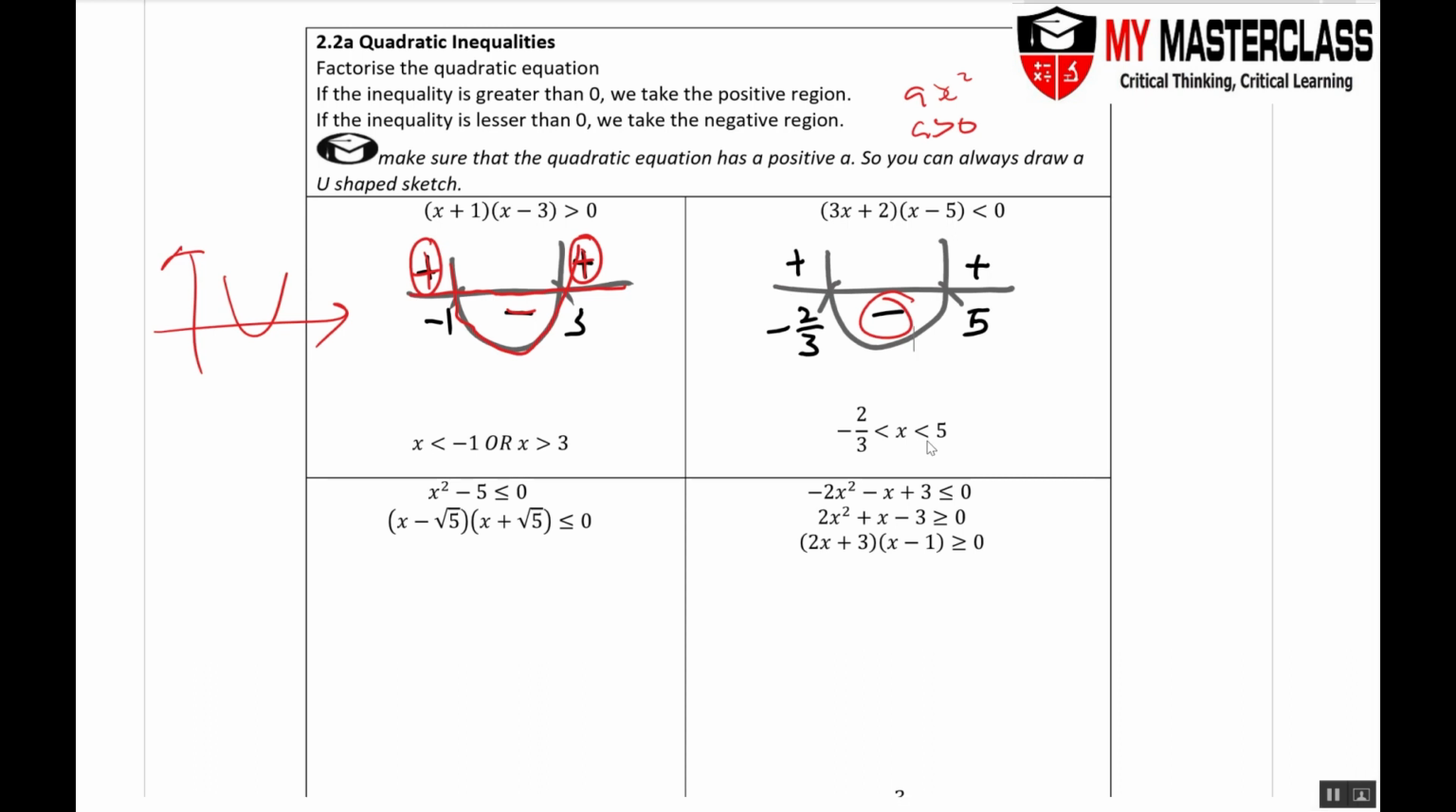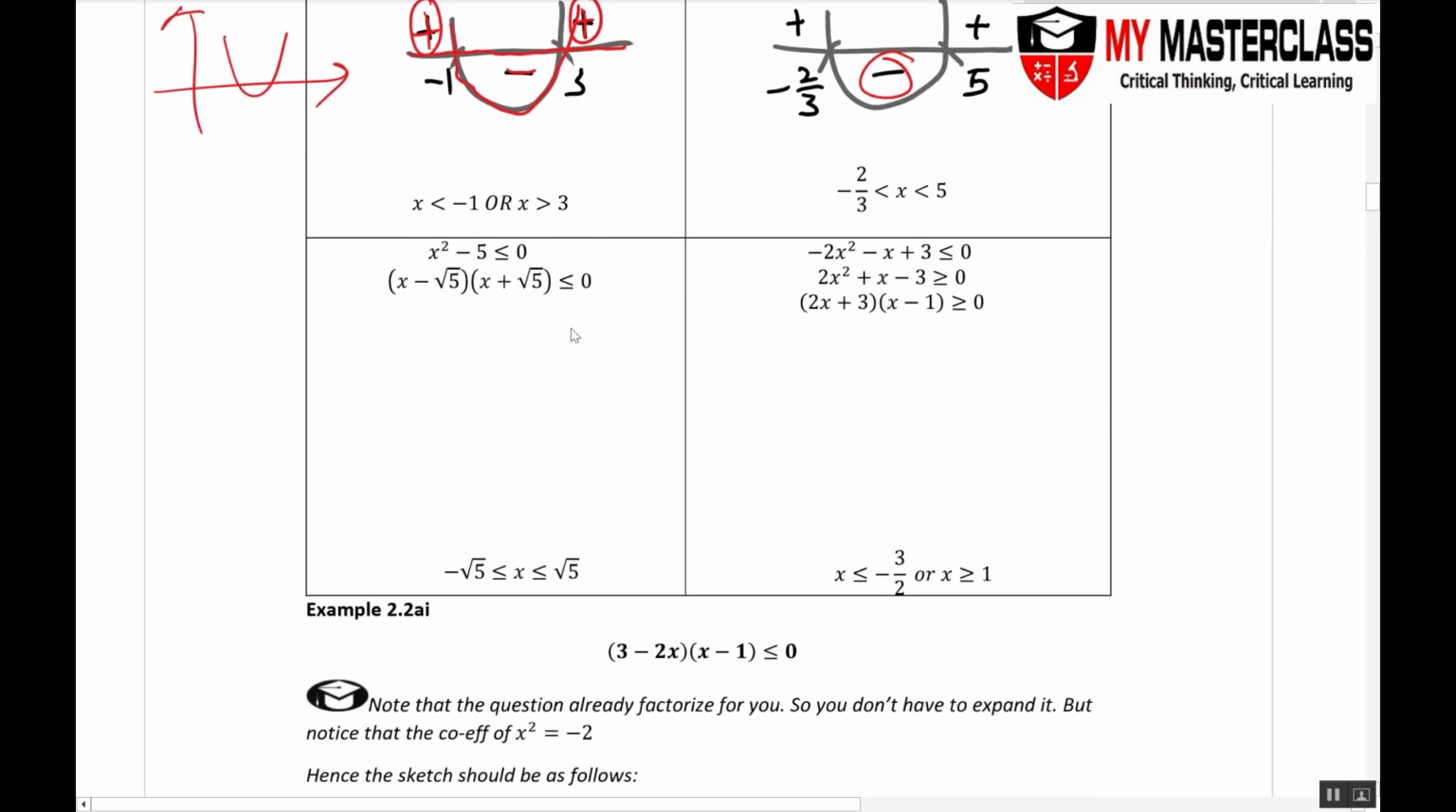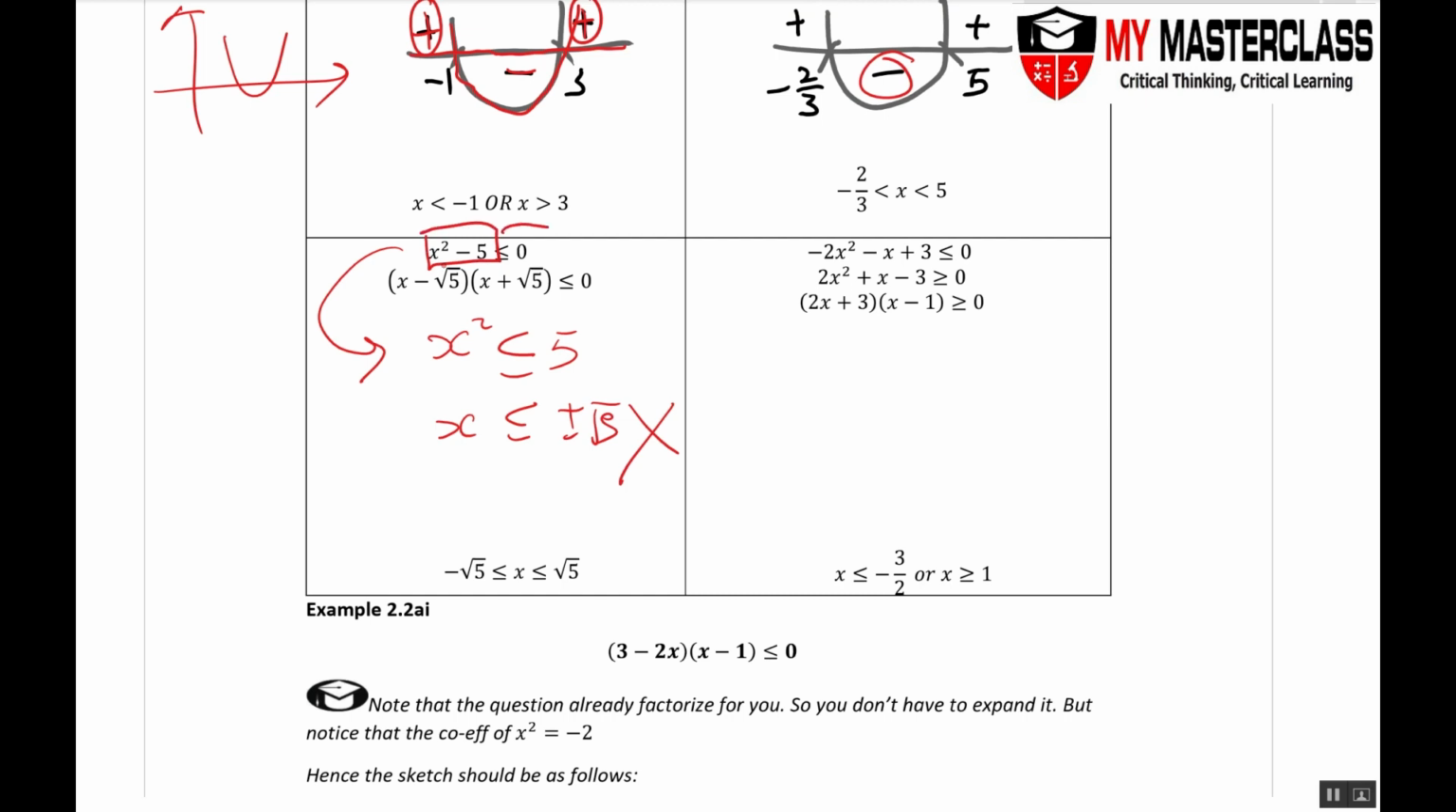Okay, next. You have this question of x squared minus 5. One thing students like to do is, oh, I have x squared minus 5, I bring my constant over, then I take the square root. No, please do not do this. Never ever do this. What you should do is identify that this is the form of a squared minus b squared, so I have a minus b, a plus b, where your b is square root 5.